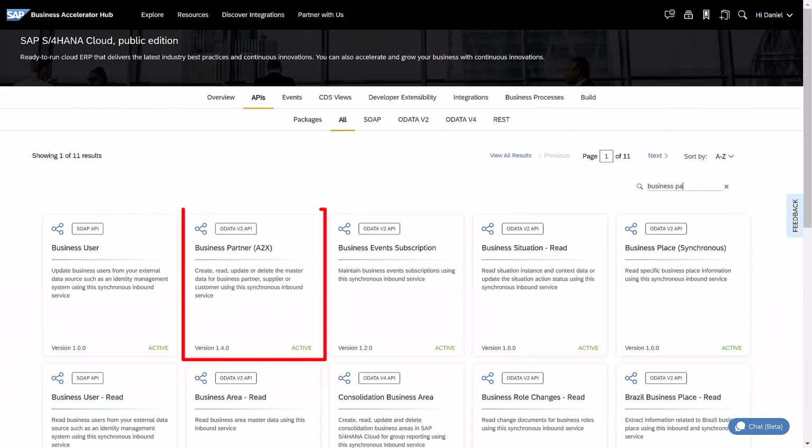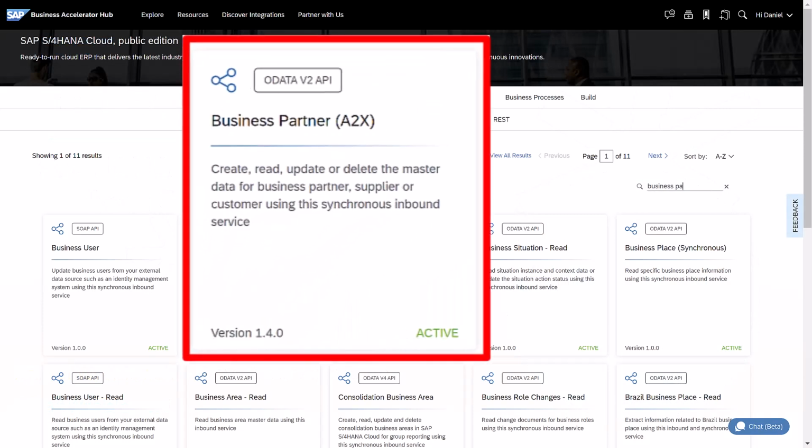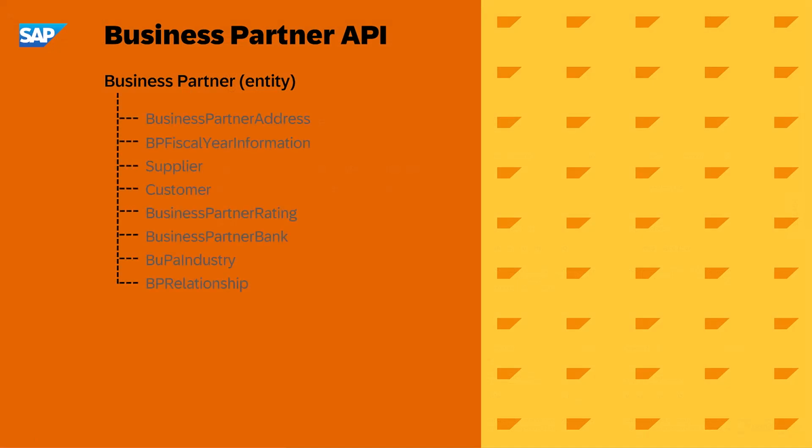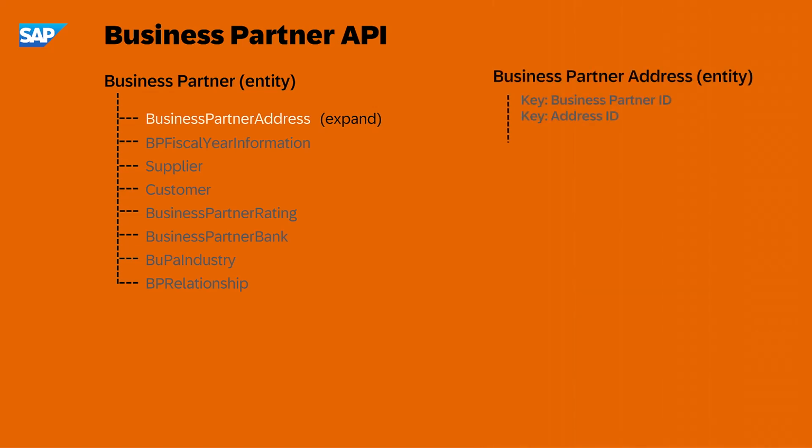The S/4HANA Cloud Business Partner API has a business partner entity with all types of nested entities, including business partner address. With nested entities, sometimes you simply get them as part of the main entity. For example, you call business partner and ask that the nested addresses be included. But sometimes you make a separate call to the nested entity. We will use both methods in our app.